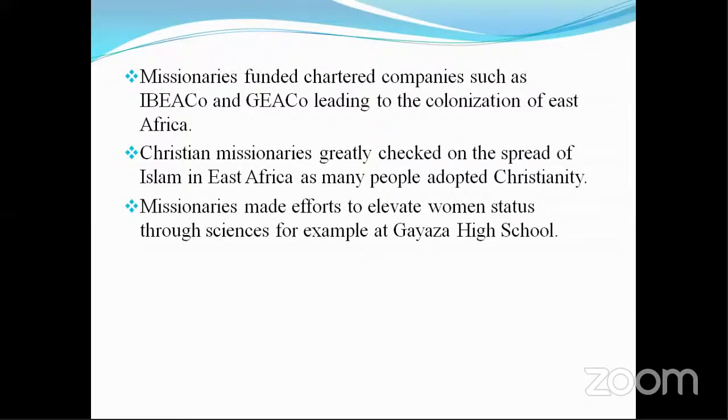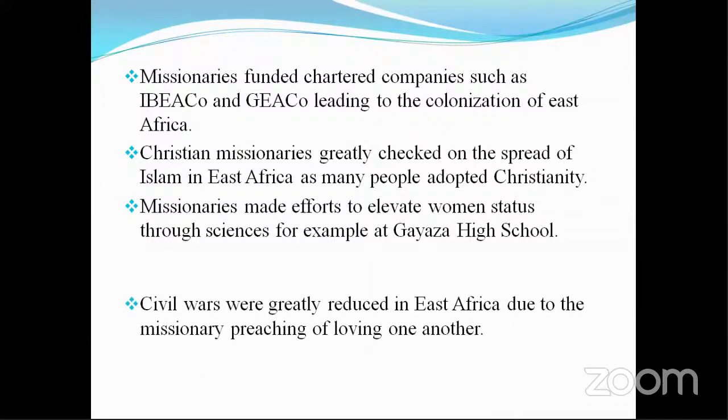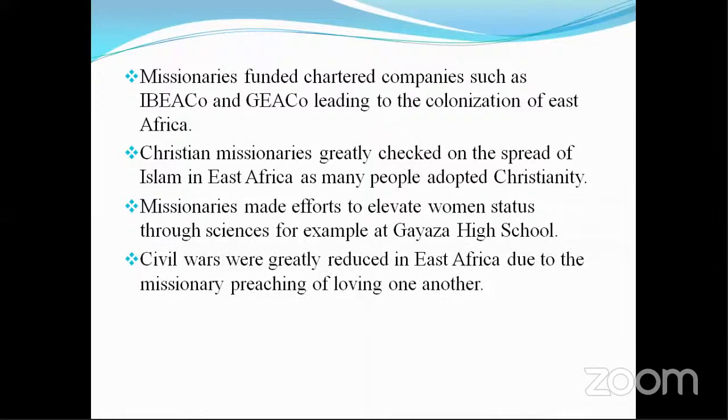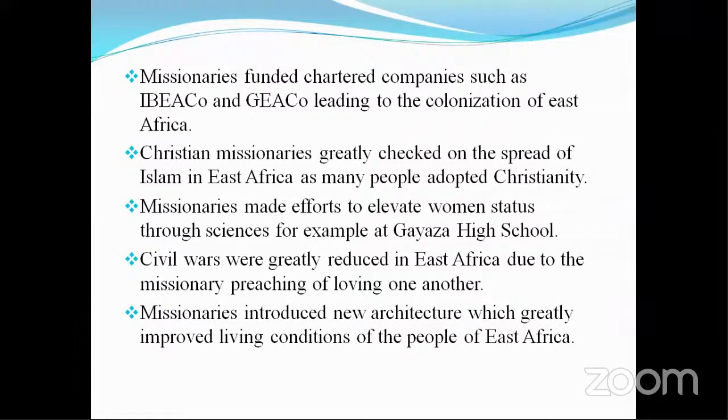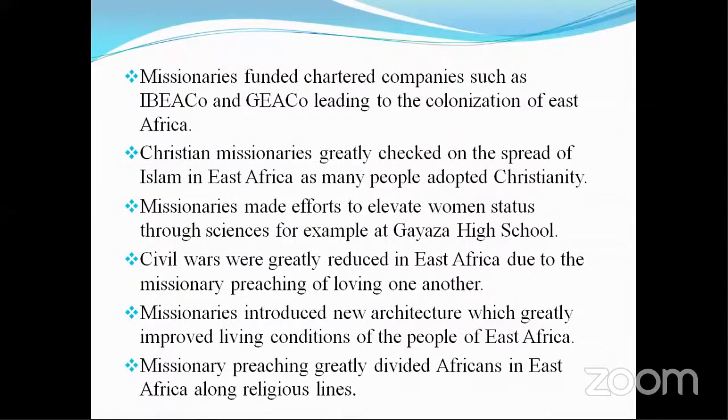We have that other point, that missionaries made efforts to elevate women's status through education. For example, at Gayaza High School. They constructed schools like Gayaza for ladies to make sure that these ladies are also elevated, taken to a different level. There is this one, civil wars were greatly reduced in East Africa due to the missionary preaching of loving one another. Indeed, people were ever fighting, but we are saying these civil wars were greatly reduced. There is also missionaries introducing a new architecture, which greatly improved the living conditions of the people in East Africa. Before, people were sleeping in grass-thatched huts, but now missionaries came with a different way of constructing houses, which was good for the people.